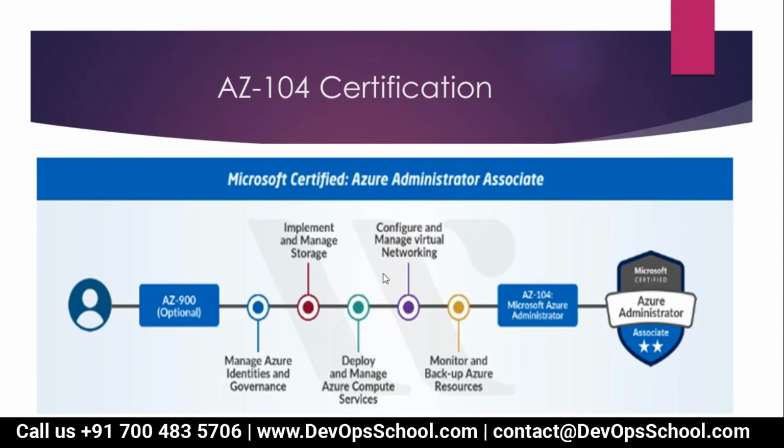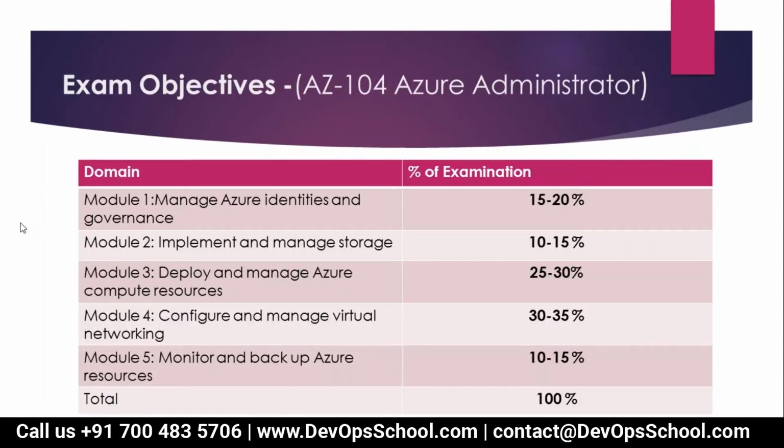In this course, we are going to learn how to create a virtual machine through Azure CLI, PowerShell, all this stuff, different ways. We are also going to learn more about networking, configuring and managing virtual networking, and how to integrate two VMs on the same network. After that we will discuss monitoring and backing up Azure resources. From the first module they are going to ask you 15 to 20%. Please note this down, it is very important. Module number one is managing Azure identities and governance, which is purely about AD.